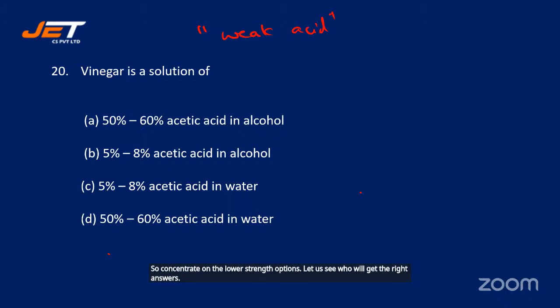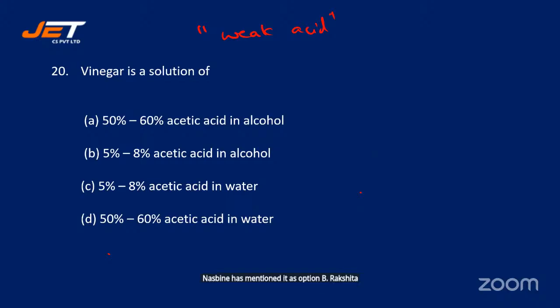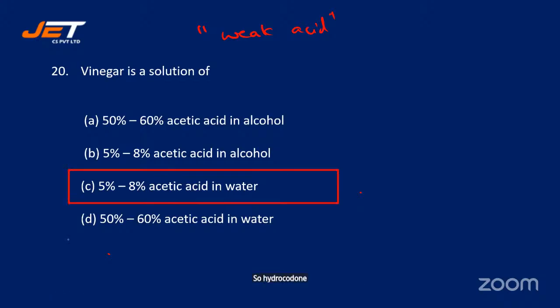Nazbeen has mentioned option B. Rakshita, option 3. Pranavi, option 3. Afia, option 2. Ashwita, option B. Navtej, option 1. So here also we got mixed answers. Yes, whoever mentioned option 3 is correct.